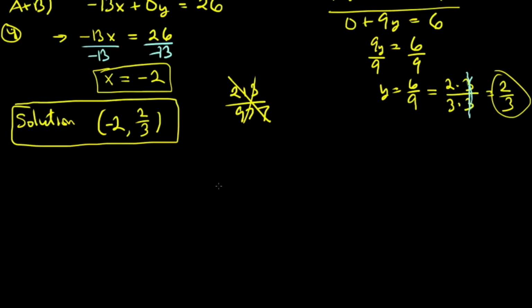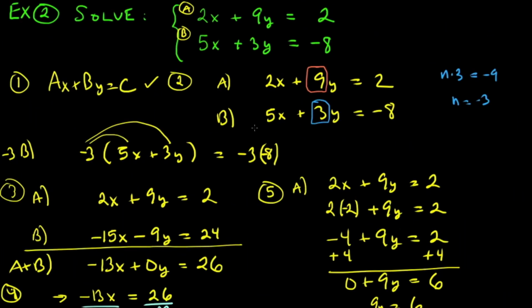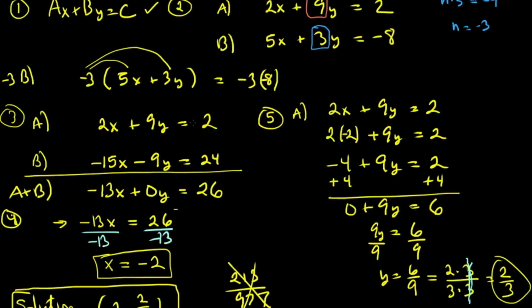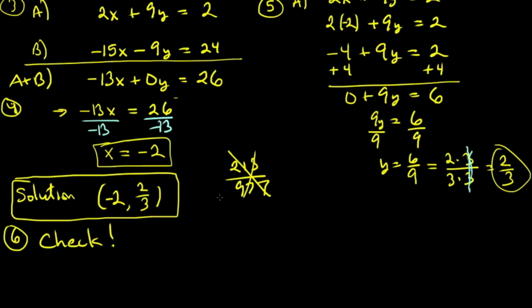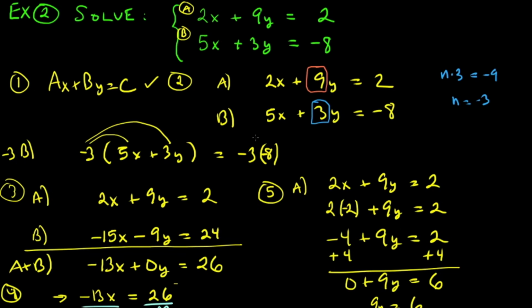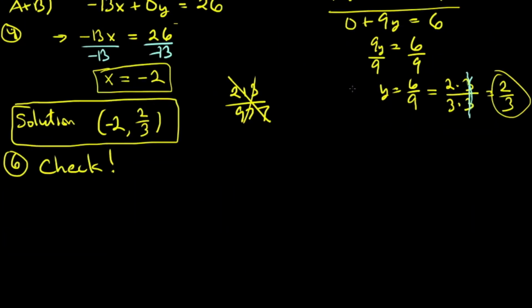Now there's also step 6, which is to check. Don't forget to check, right? Because it's possible I did something wrong. It's very easy to mess up along the way here. So let's just make sure, right? So equation A is 2x plus 9y equals 2. So here's 2x plus 9y equals 2.